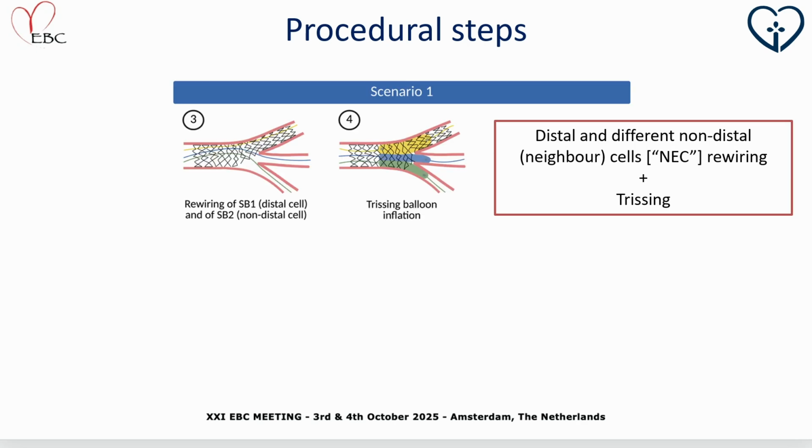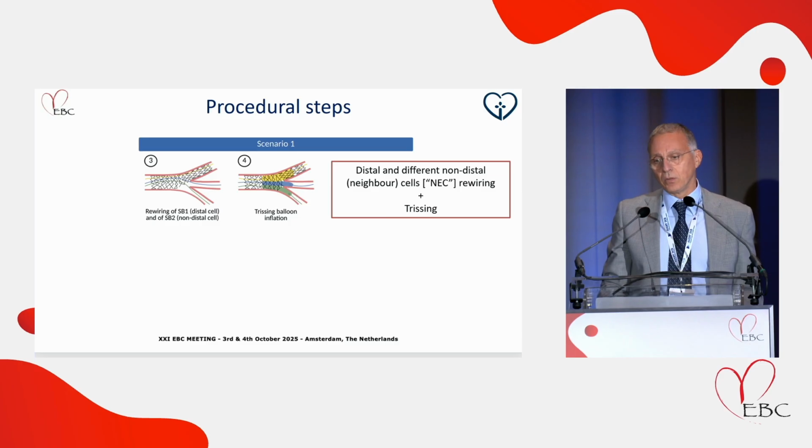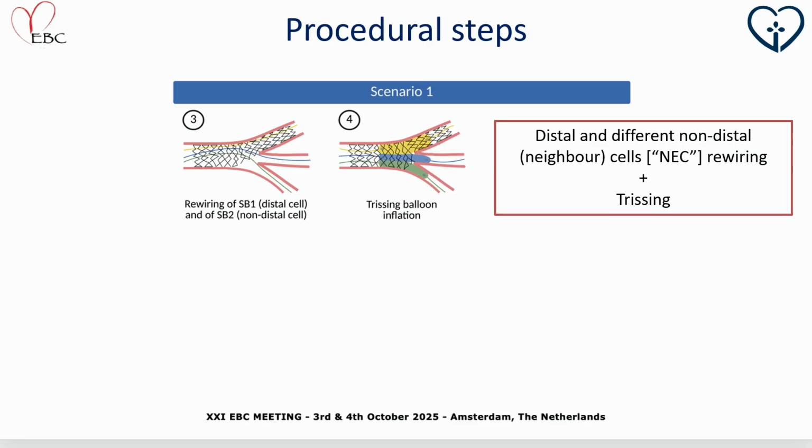First scenario was rewiring of the 2 side branches through different cells, and tracing balloon inflation. This is neighbor cell. The first rewiring was very distal, and the second was in the second cell proximal.